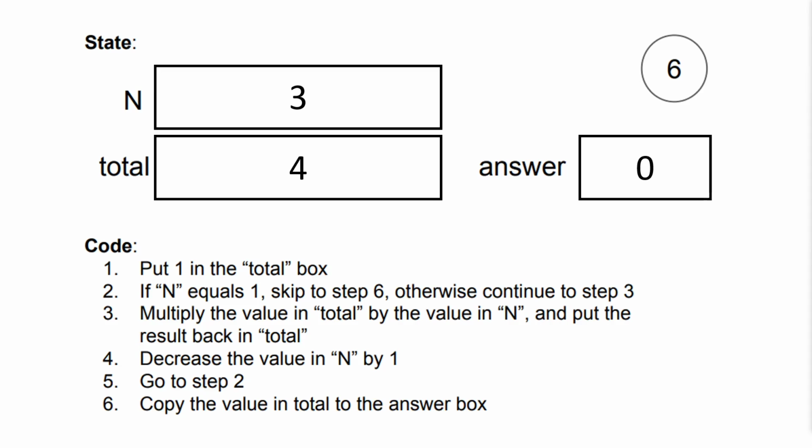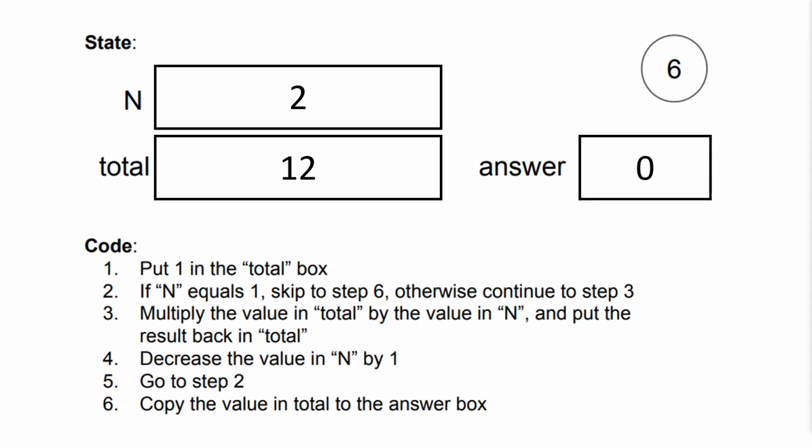All right, great. So I'm back at step 2. If n is equal to 1, it's not, it's 3. So I don't skip to step 6. Otherwise, I'm going to continue to step 3. Multiply the value in total by the value in n, and put the result back in total. So that looks like 3 times 4, which is 12. All right, next up. Next rule says we're going to do sequential execution. So we go to step 4. Decrease the value in n by 1. So 3 becomes 2, and go to step 2.